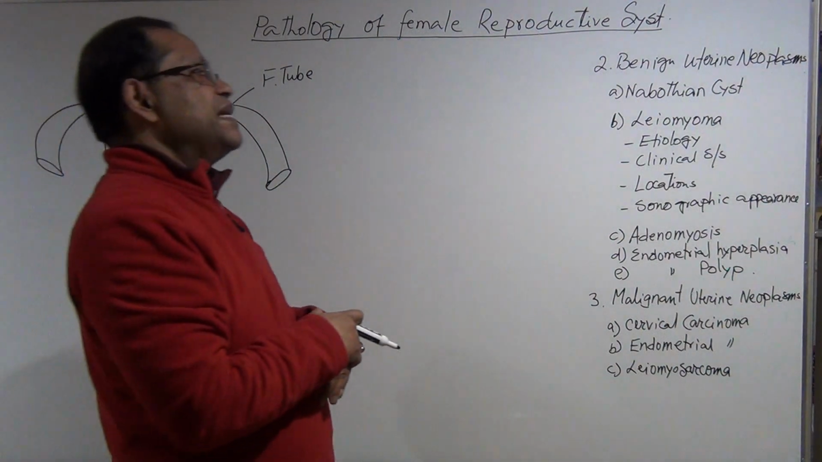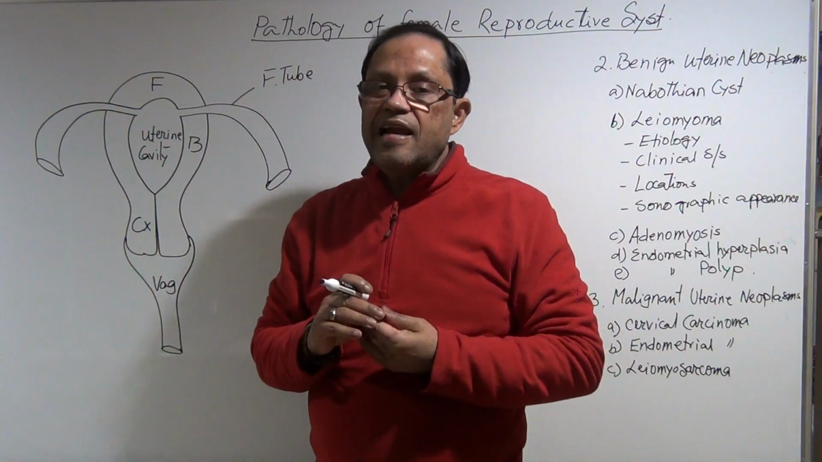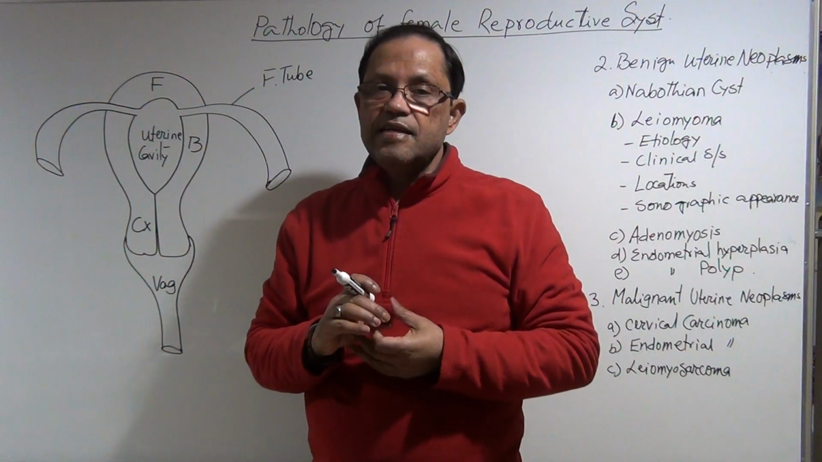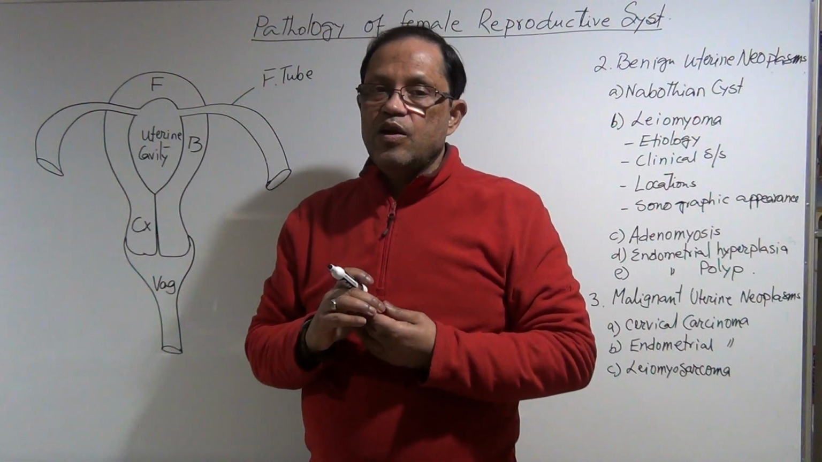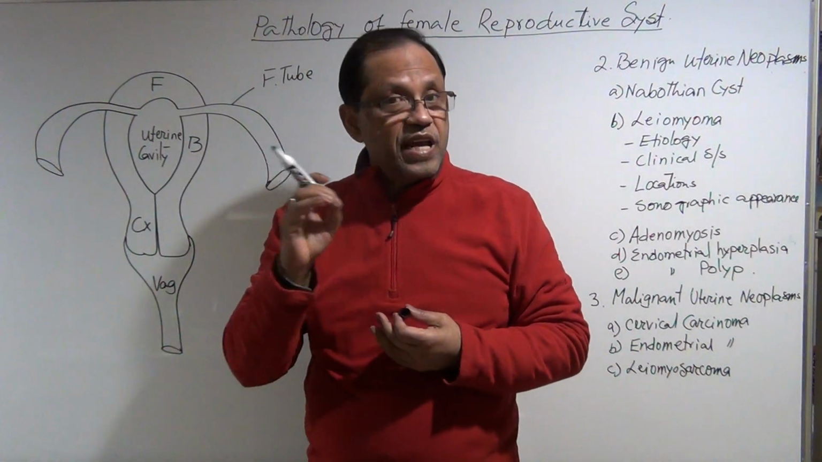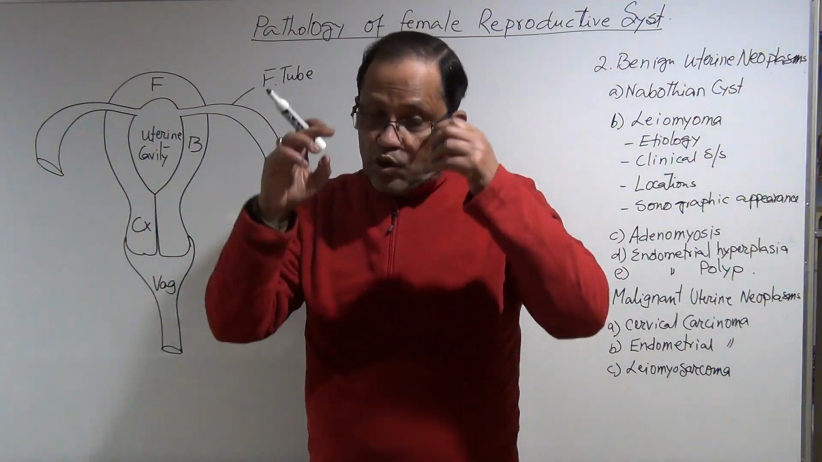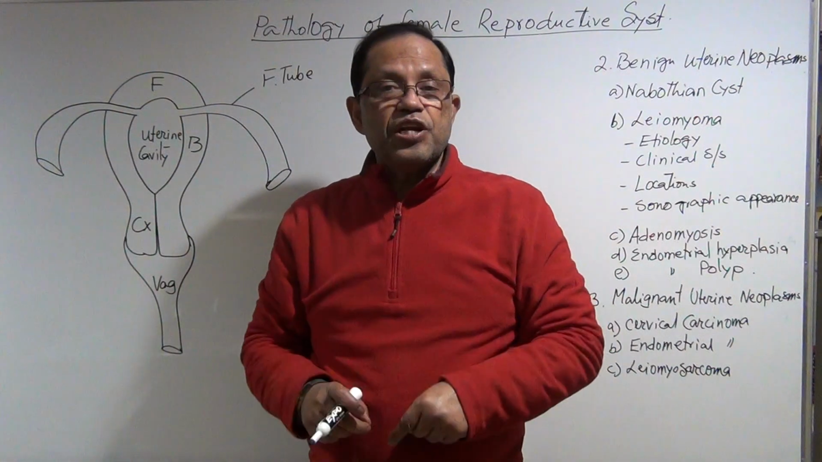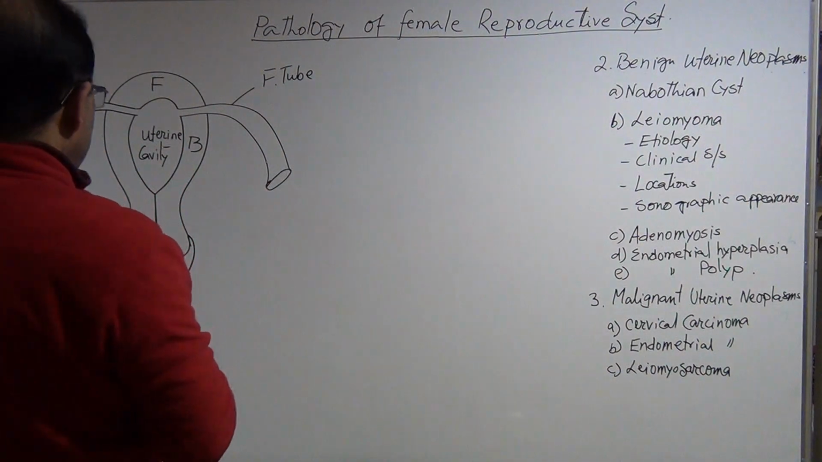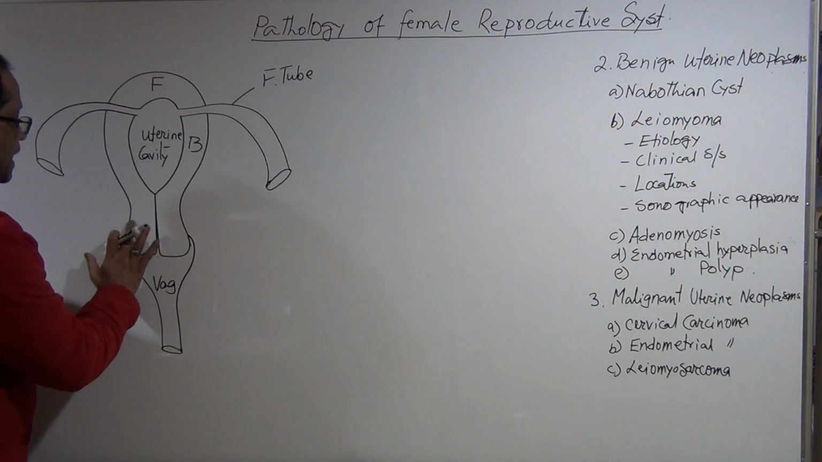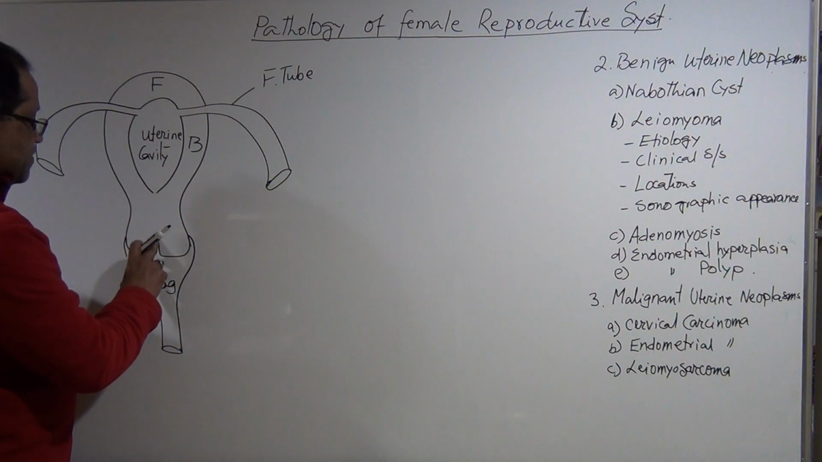We are going to talk about the Nabothian cyst. Nabothian cyst is present at the cervix because Nabothian glands are present in the cervical region. And this Nabothian gland produces lubricating fluid or cervical secretions that goes down through the external os into the vagina. Okay, so now the Nabothian gland is present in the cervical region.